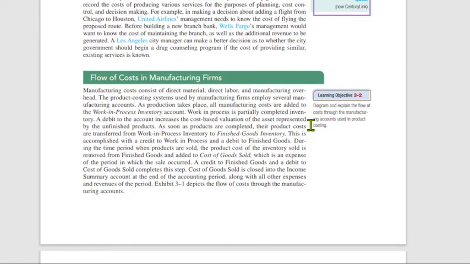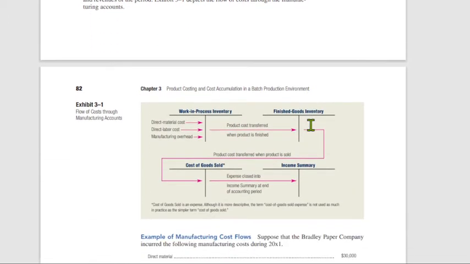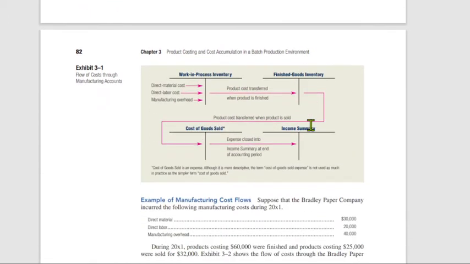Okay. Now we look at the flow of costs as a review in manufacturing firms. Exhibit 3-1 illustrates the cost flow for manufacturing accounts. We already identified this in the undergrad courses. The first step would be the raw materials inventory. The raw materials inventory will be placed in process, and then once you place it in process, this will form part of the work in process inventory.